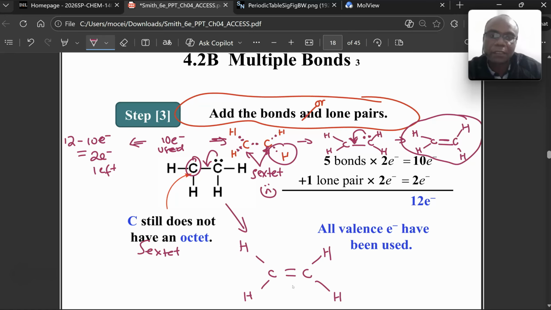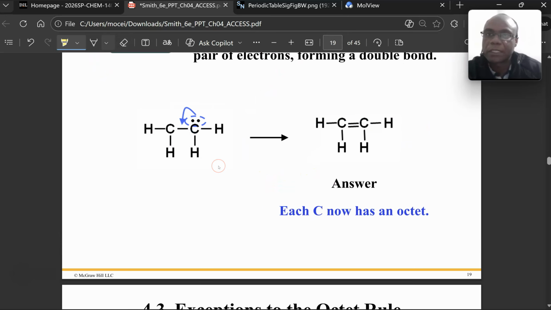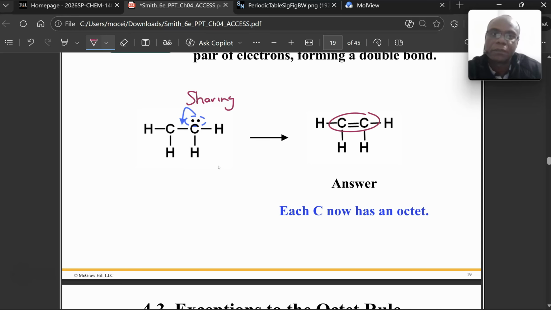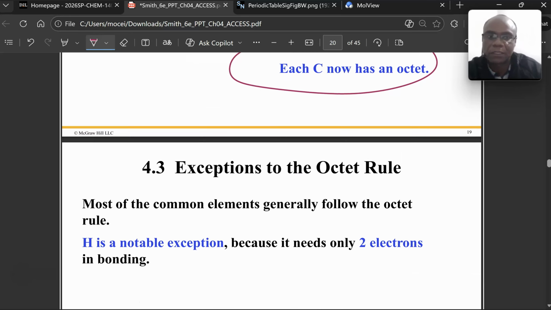And now if you check, the carbon to the left is happy. He has 4 lines, meaning 8 electrons. The carbon to the right is happy. He has 4 lines, meaning 8 electrons. So the process shown here is that of sharing, again, to give you the double bond. Now each carbon has an octet.